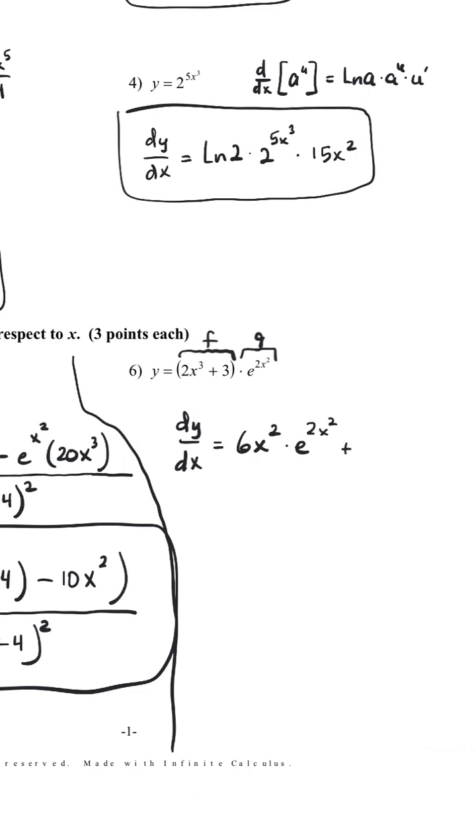plus g prime. So the derivative of e to the 2x squared is e to the 2x squared multiplied by the derivative of 2x squared, which is 4x. So we have f prime times g plus g prime. So we need to multiply that by f.